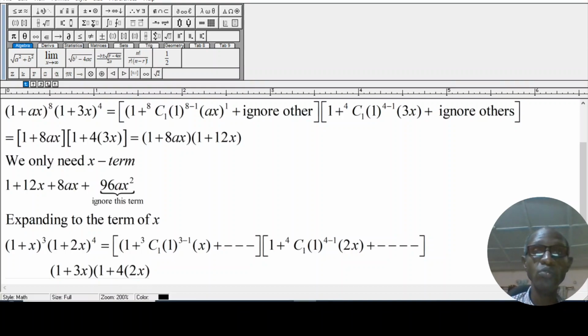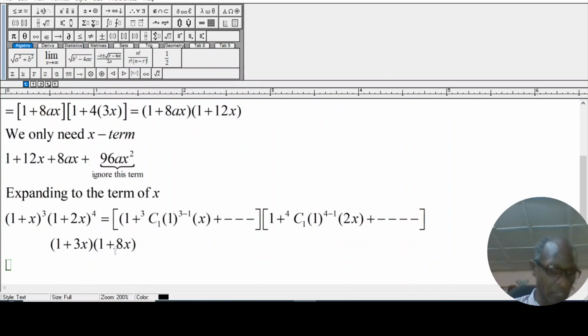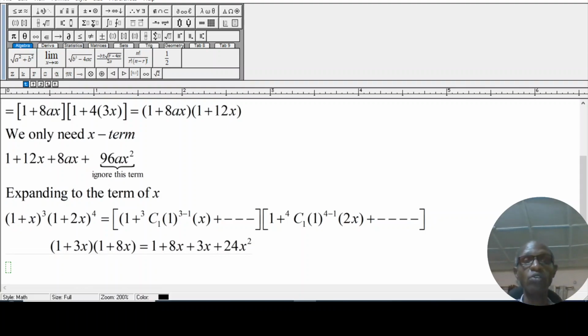So this will be 8. So let me just write 8. So now, expanding. You can expand everything if you want. Let's imagine we are expanding everything. So we have 1 plus 8x plus 3x plus 24x squared. So we are going to ignore that term also.